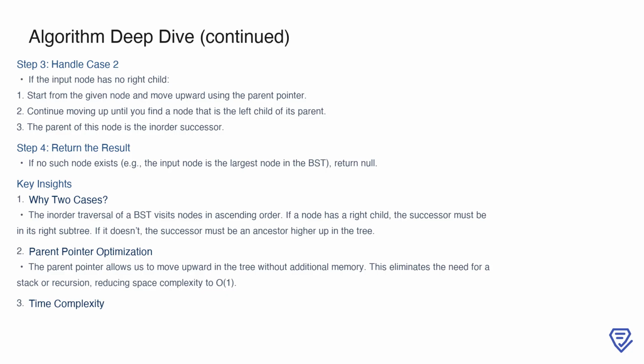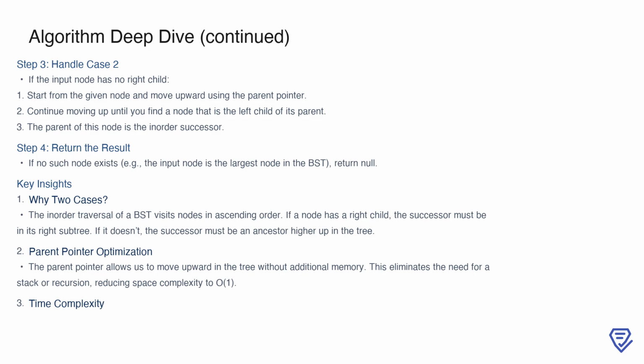Now, for the second scenario where the node does not have a right child, we need to rely on the parent pointer. Starting from the given node, we move upward through its ancestors. We continue this process until we find a node that is the left child of its parent. The parent of this node will then be our inorder successor. If no such ancestor exists, this means the input node is the largest node in the BST, and in this case, the function should return null.